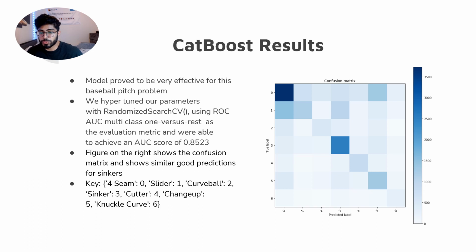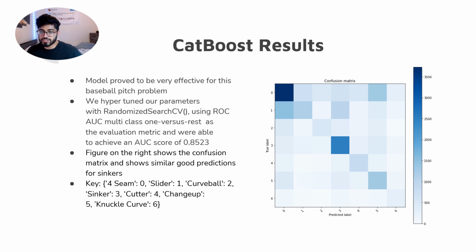CatBoost modeling also proved to be very effective for this baseball pitch problem. Our best score from cross-validation was an ROC AUC score of 0.8523. Similar to gradient boosting, we made a confusion matrix and saw here as well that the first class of fastballs was the most frequently thrown pitch in the entire dataset, giving it a very dark square. For the other classes, the squares were not nearly as dark, but this wasn't necessarily indicative of the accuracy of predicting those pitches because they had a lower frequency in the dataset.